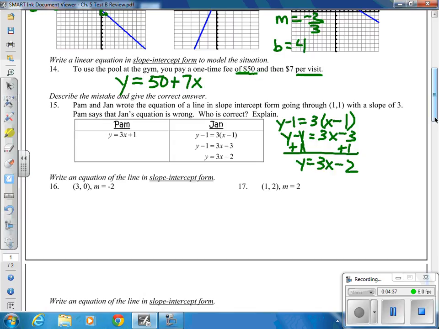Over here with Pam, she got the slope right, but then her y-intercept, she just plucked the y value out of the ordered pair from the y spot. She didn't do any math. You can't do that though.